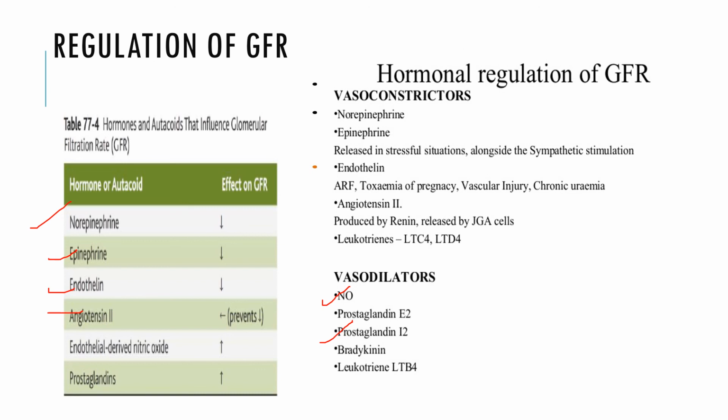Now if we use an angiotensin converting enzyme inhibitor, this is a drug commonly used in hypertension. These ACE inhibitors block the production of angiotensin II and eliminate its protective effect. This protective effect on GFR will be eliminated.